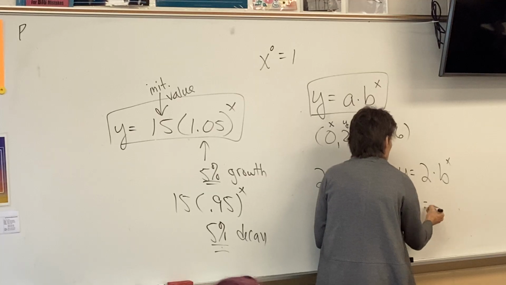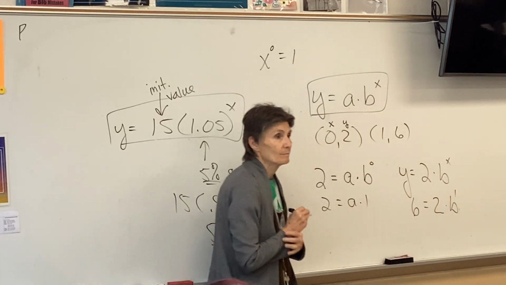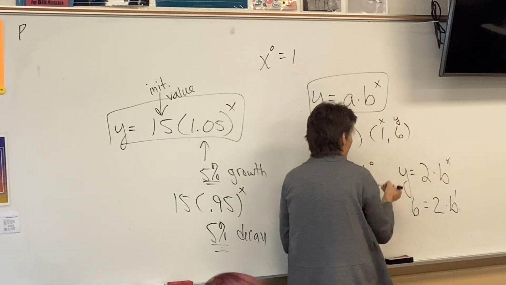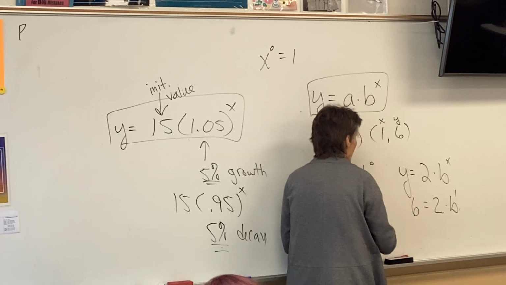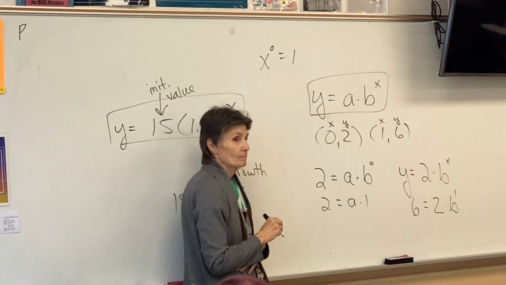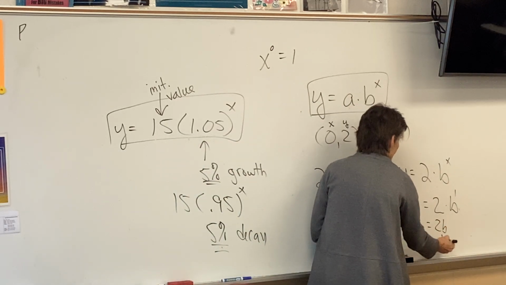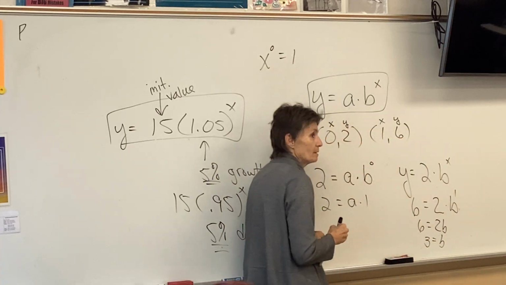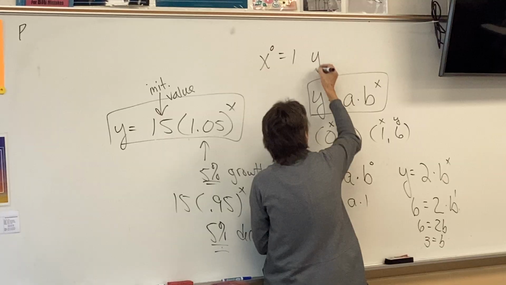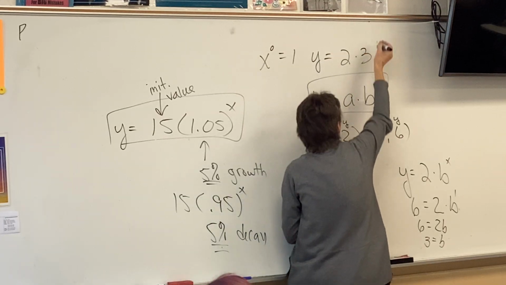6 equals 2 times b to the first. Remember, this is x, this is y. So 6 goes in for y, 1 goes in for x. So 6 equals 2b, so b equals 3. And my answer then is y equals 2 times 3 to the x.